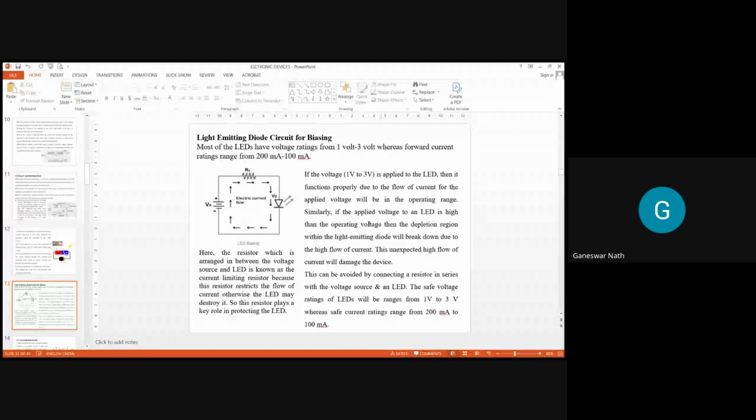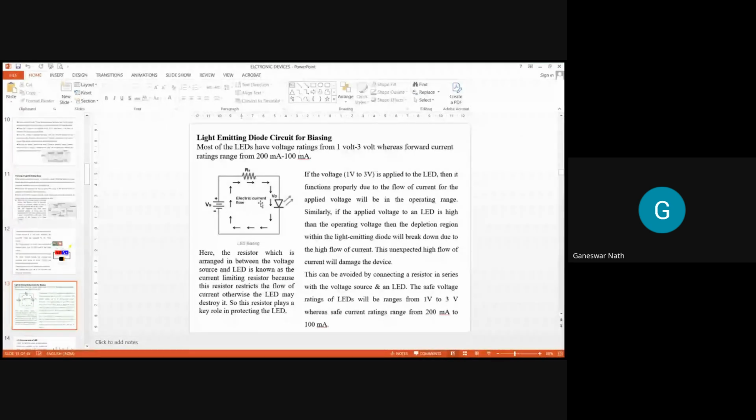Similarly, if the voltage applied to the LED is higher than the operating voltage, what voltage can we apply here? VD, the voltage applied to the diode, is higher than your operating voltage, then the depletion region within the light emitting diode will break down. Because if you apply a higher voltage across, more than the LED voltage, breakdown takes place in the depletion region within the LED due to the high flow of current. This unexpected high current will damage the device.